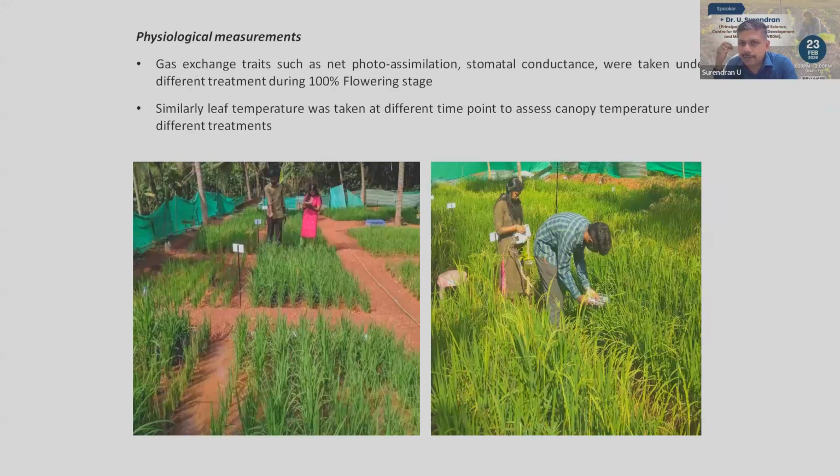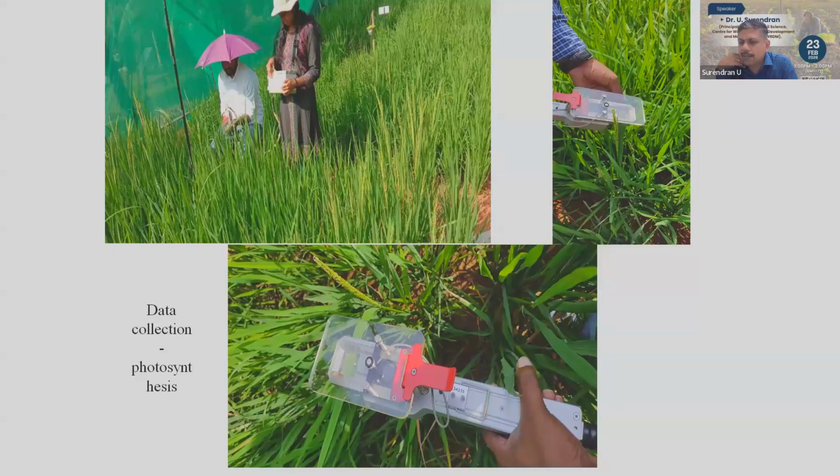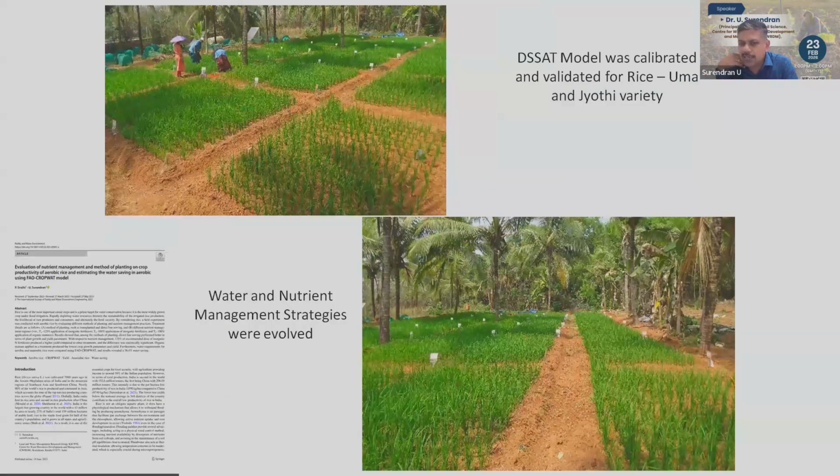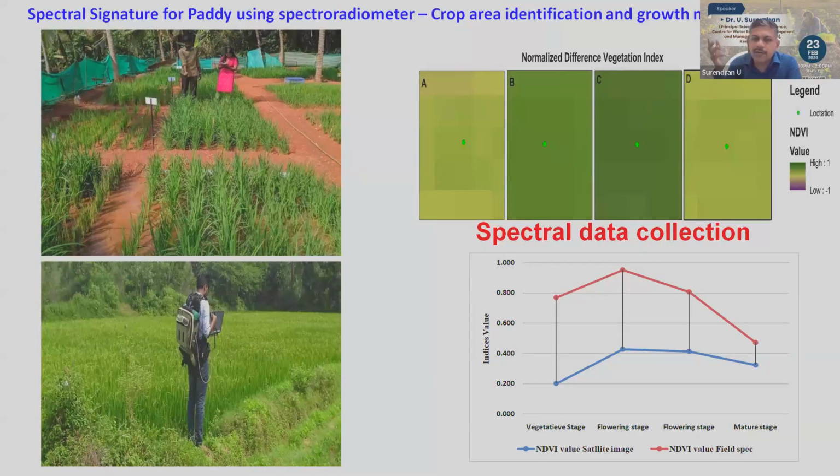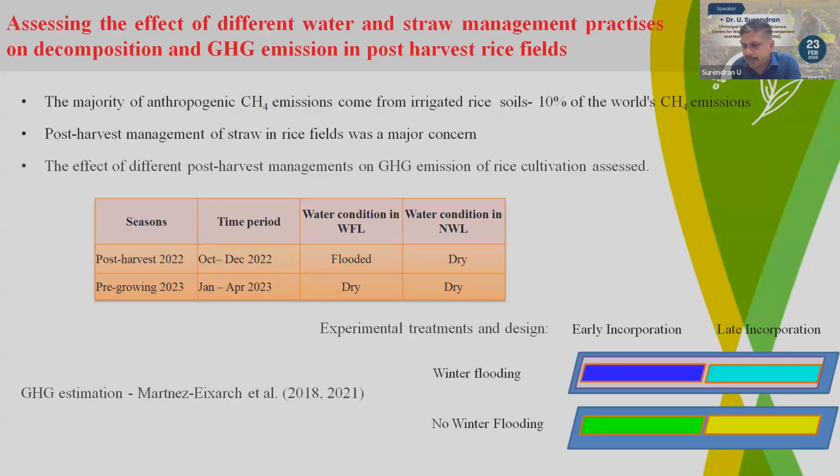These are some of the field photos. You can see that we monitored conditions like temperature and leaf temperature, all the parameters required for modeling, then photosynthesis. Based on that, we evolved some water and nutrient practices. This is aerobic rice. You can see it is not under flooded condition. It is an upland crop. Then we try to correlate with the hyperspectral data as well as multispectral data. And similarly, we look at how methane emission can be reduced in the rice field.